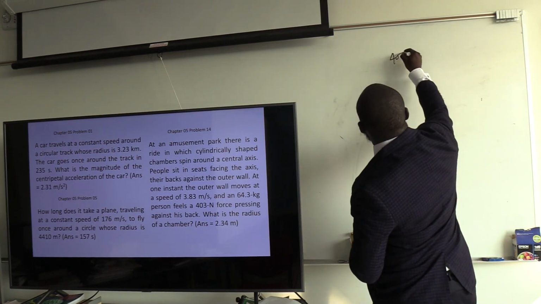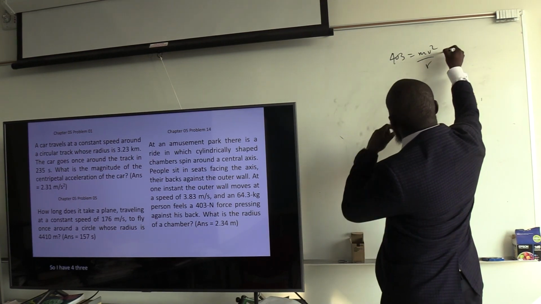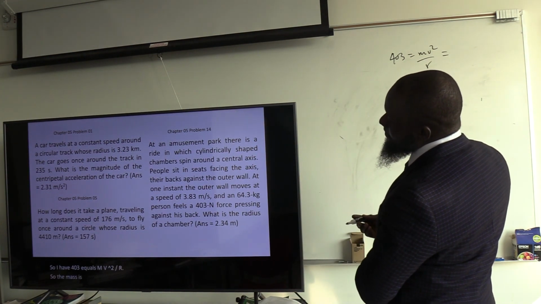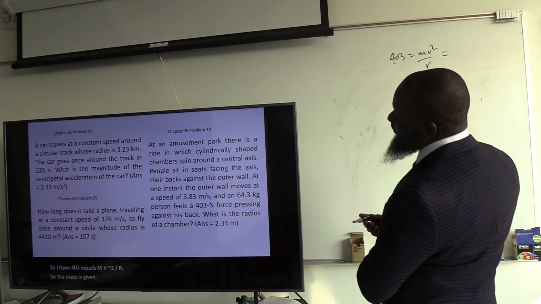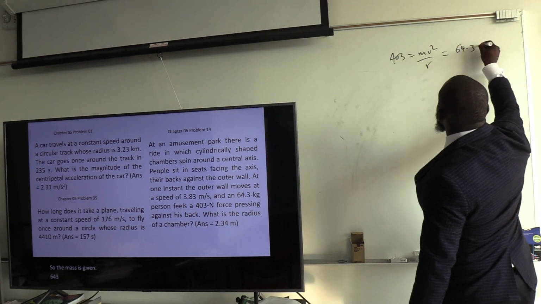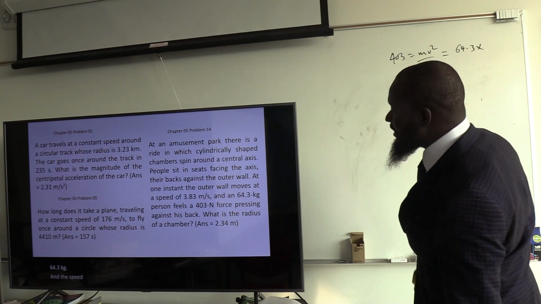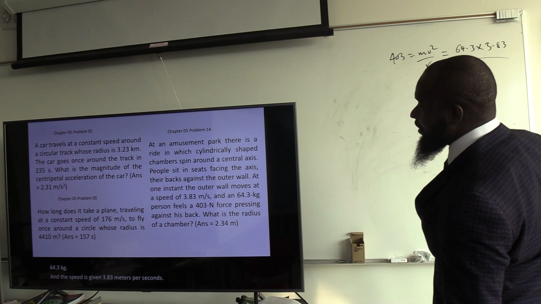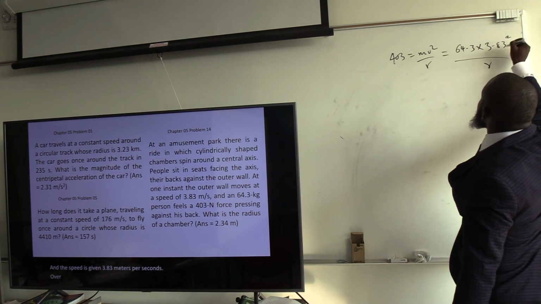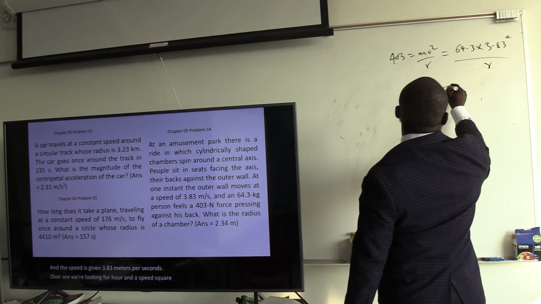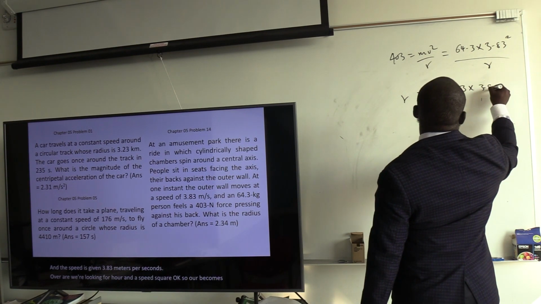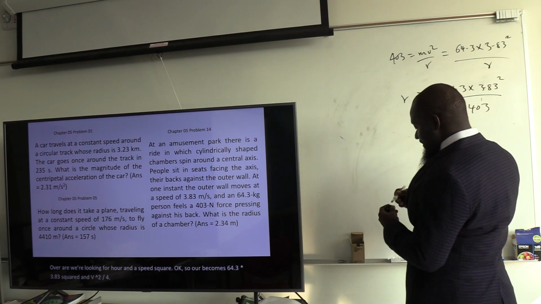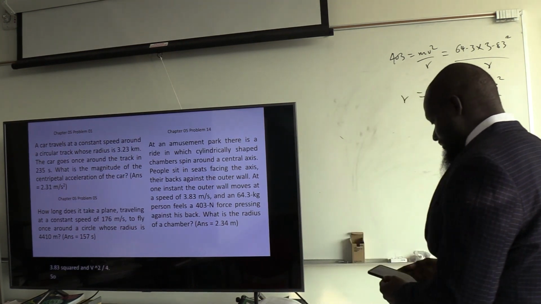So I have 403 equals mv squared over r. So the mass is given, 64.3 kilograms, times the speed is given, 3.83 meters per second, over r. We are looking for r, and the speed is squared, okay? So r becomes 64.3 times 3.83 squared, mv squared, divided by 403. So let's see what that gives us.